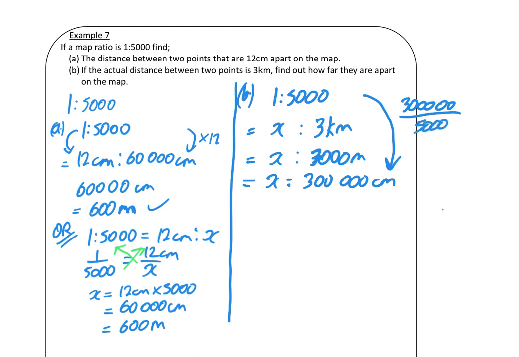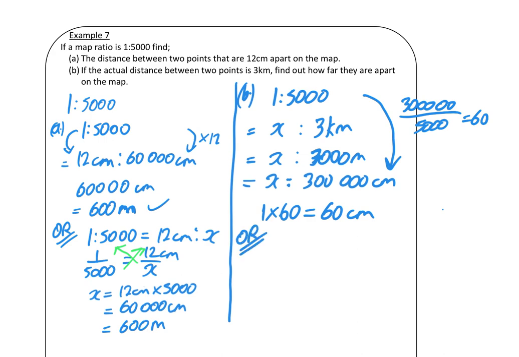If you just do that, you can use your calculator if you want. 300,000 divided by 5,000 is just 60. So that just equals 60. So I'm getting from here to here by multiplying by 60. That means 1 times 60 is equal to 60 centimeters. So your answer is 60 centimeters is equivalent to 3 kilometers in real life.